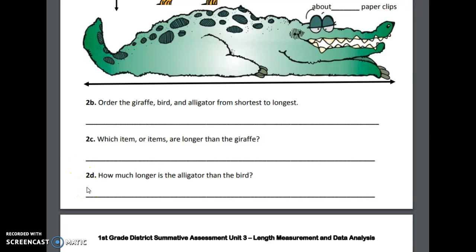Next question, how much longer is the alligator than the bird? You will want to write a number sentence to indicate your answer and where you got your answer from. So write, how much longer is the alligator than the bird? Write a number sentence and put your answer on this blank.